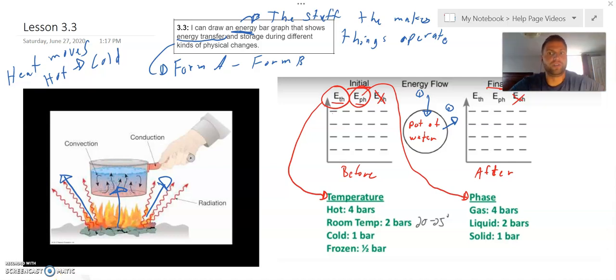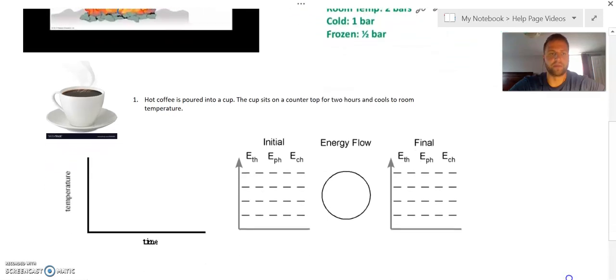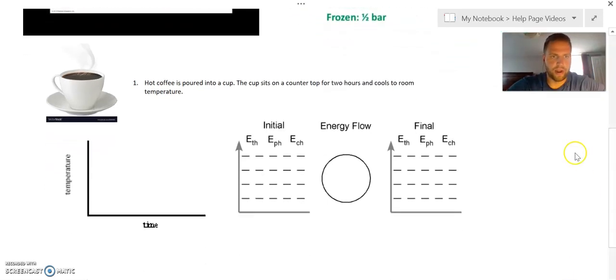All right, so at first this totally seems like a ton of information, but I think once we start doing some problems, you'll see how really easy it is to figure this out, okay? So here's our first problem. It says a hot cup of coffee is poured into a cup. It sits on a countertop for 2 hours and cools to room temperature.